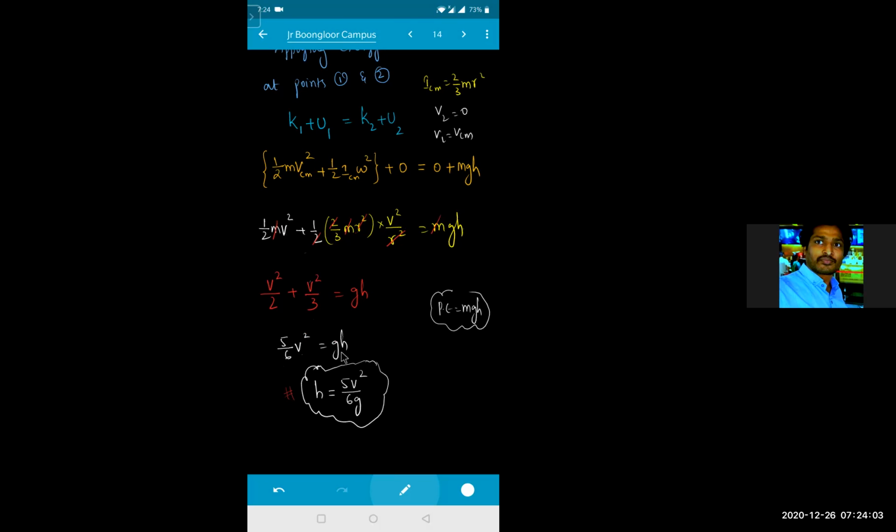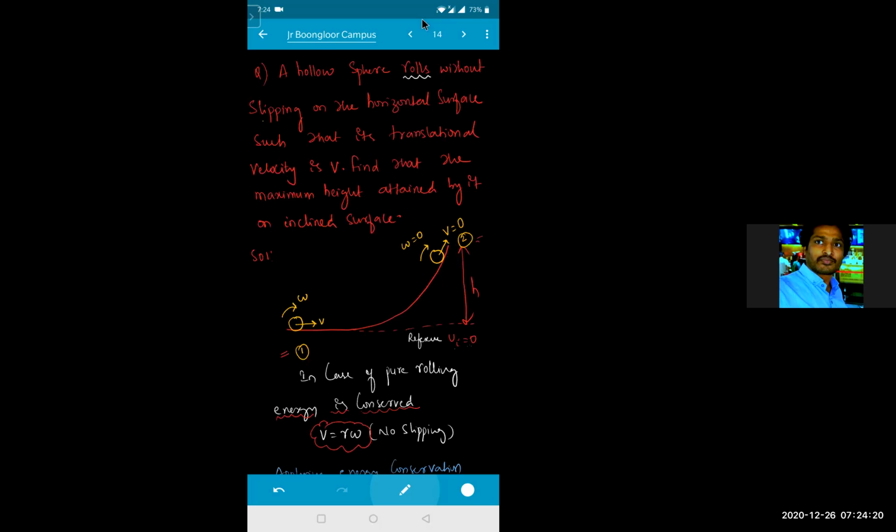So 5 by 6 v square into v, yes, square, sir, is g into h. So h is equal to 5 into v square divided by 6 into g, 6g. Okay? Yes, sir. So I hope you got an idea related to this one. So this is the way you need to do the rolling motion introductory part of relation.